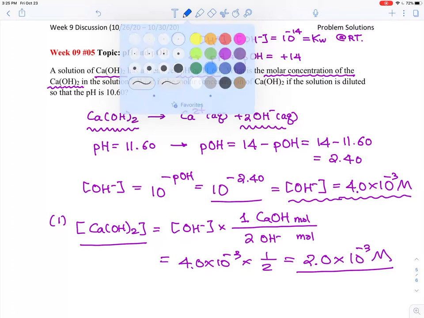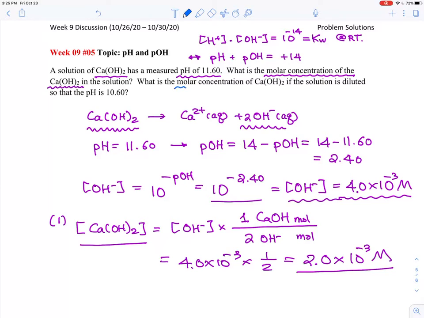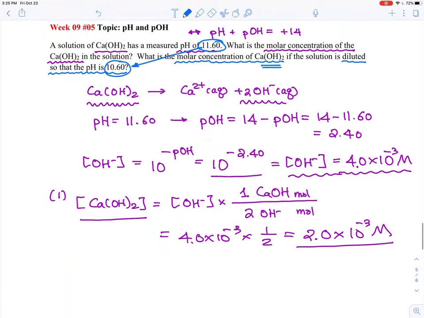This one has an additional question: what is the molar concentration of another solution if the solution is diluted to the new pH of 10.60? So what used to be 11.6 is now 10.6, and they are asking us to calculate this one more time. This question is pretty much redundant. Okay, so the new pH here is 10.60. pOH is 14 minus 10.60, that's 3.4.